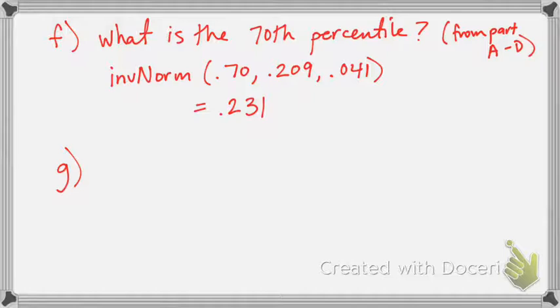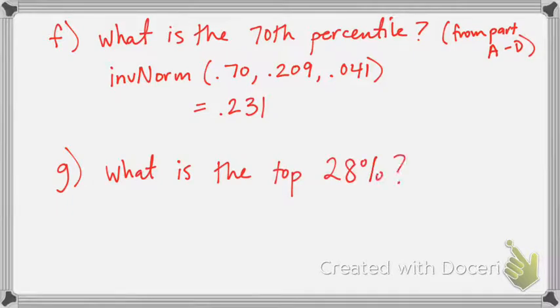Okay, what's an example where you have to do 1 minus the percentile? If it's above the 70%. What would the question say? The top 95th percentile. The top 80%. So what is the top, let's say, 28%? So I would do inverse norm, 0.72, 0.209, 0.041.